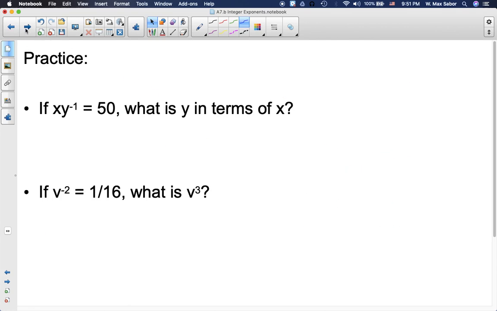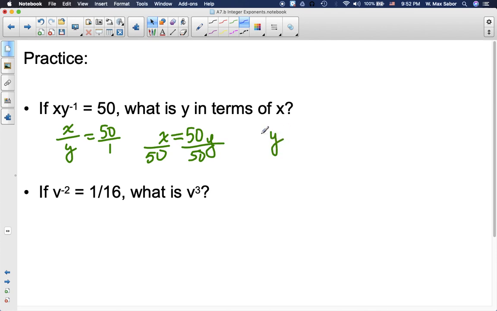We already learned that. So if this is 50, what is y in terms of x? This is x over y equals 50. We can cross multiply here and get x equals 50y, divide by 50, and get y equals x over 50.